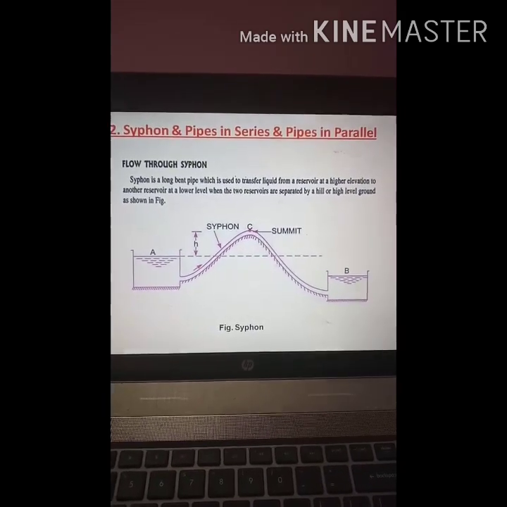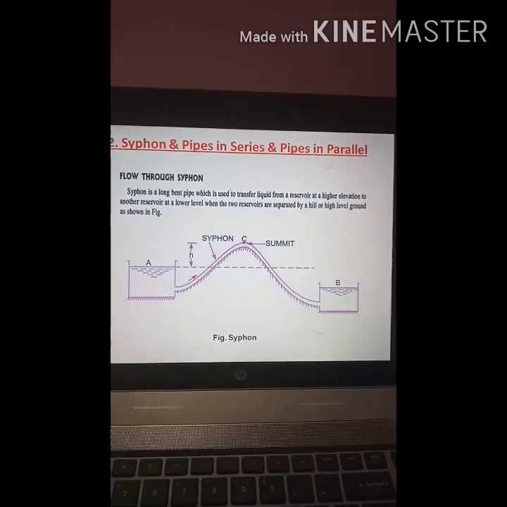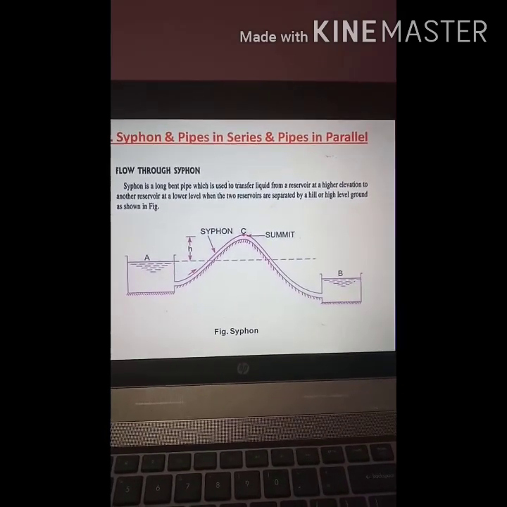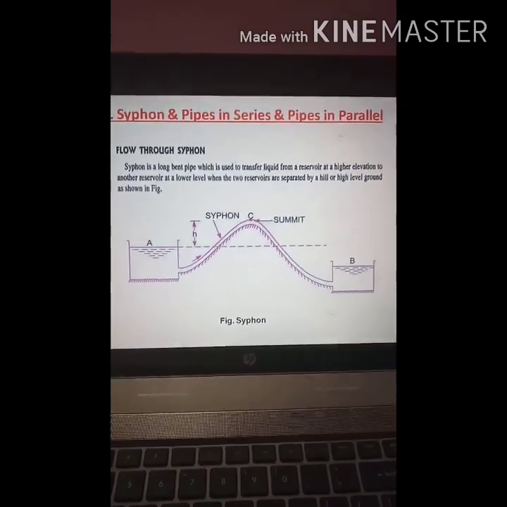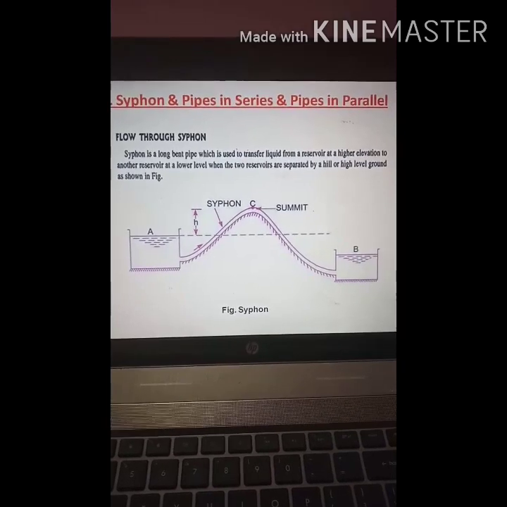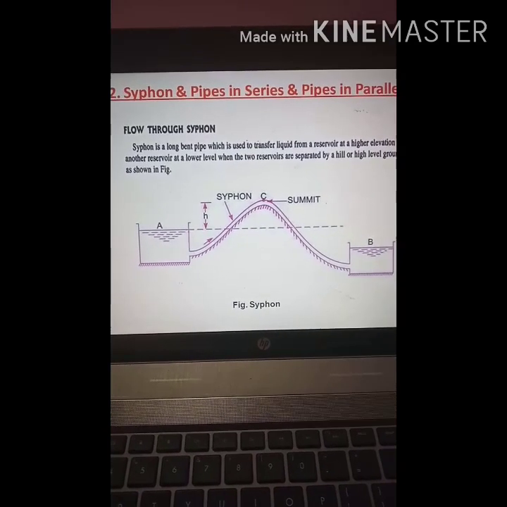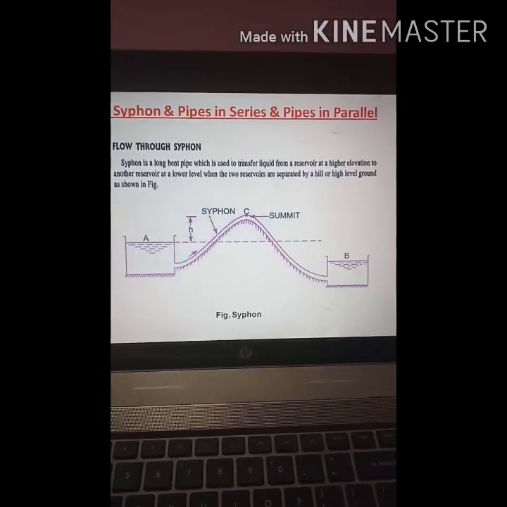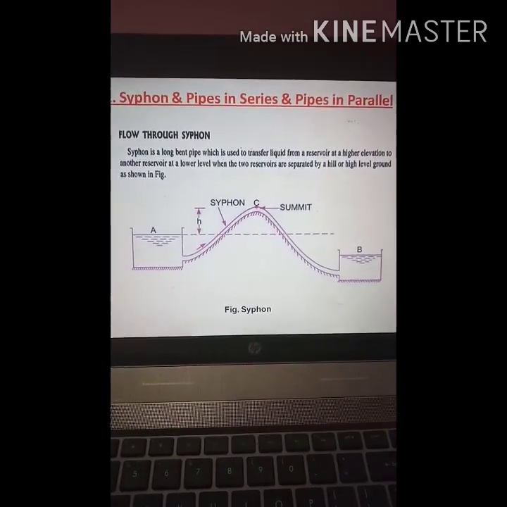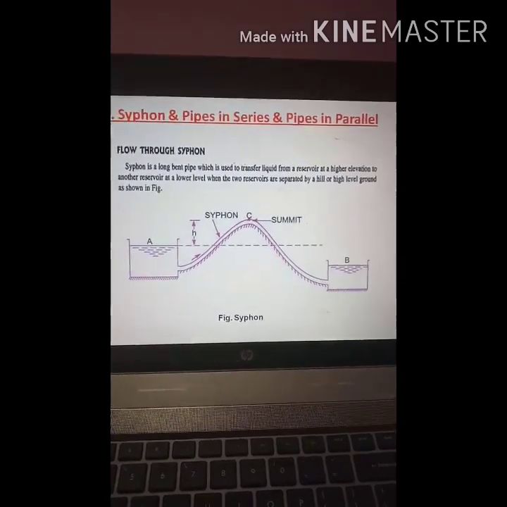Basically, as you go on increasing the level of a point above the ground, the pressure goes on decreasing. The same pressure decrement phenomenon we are going to utilize in the siphon, because if the pressure goes on decreasing, a vacuum will be created. With the help of that vacuum, the water in tank A will be attracted towards the point C, and after C it will flow normally to the point B.